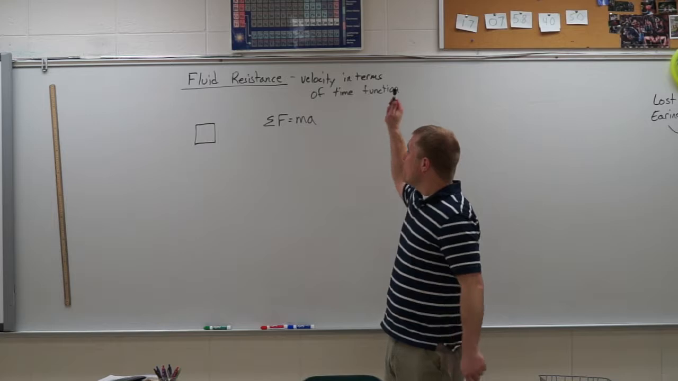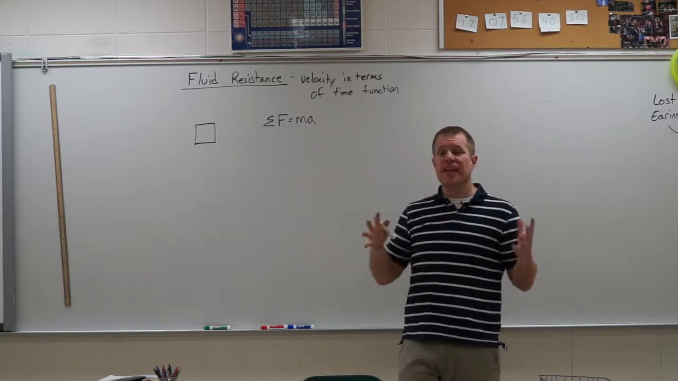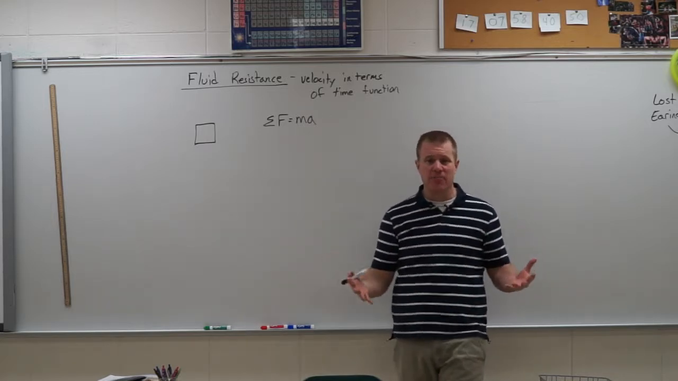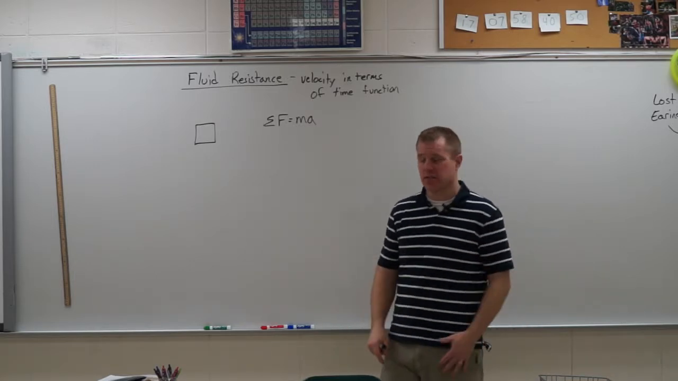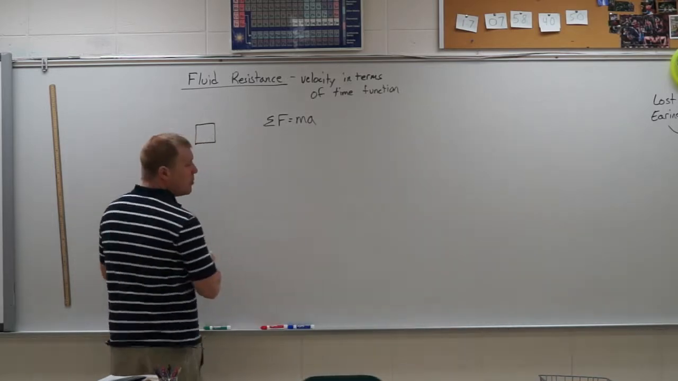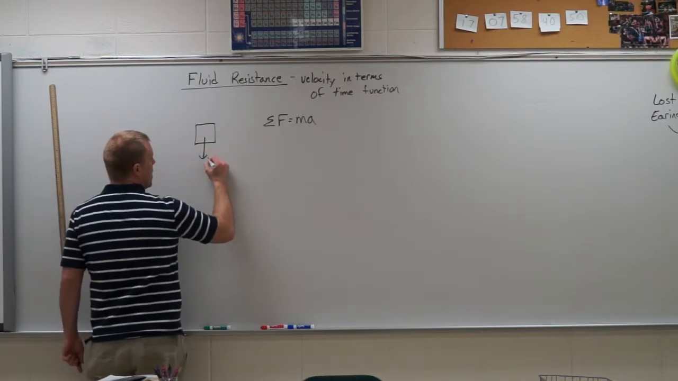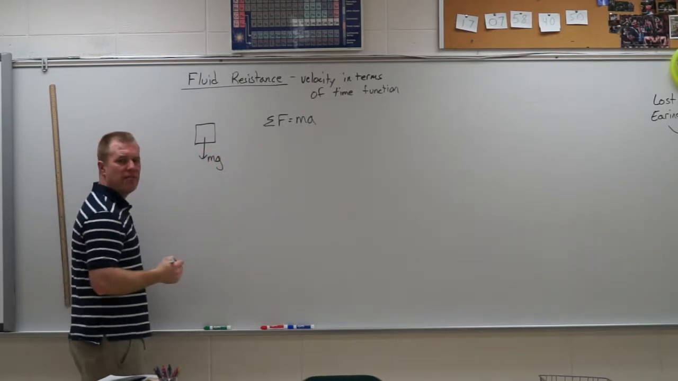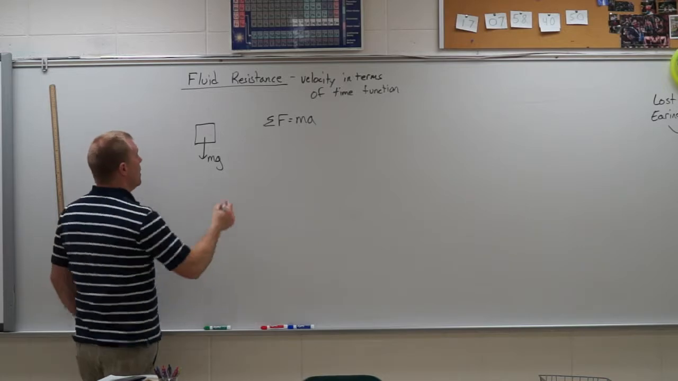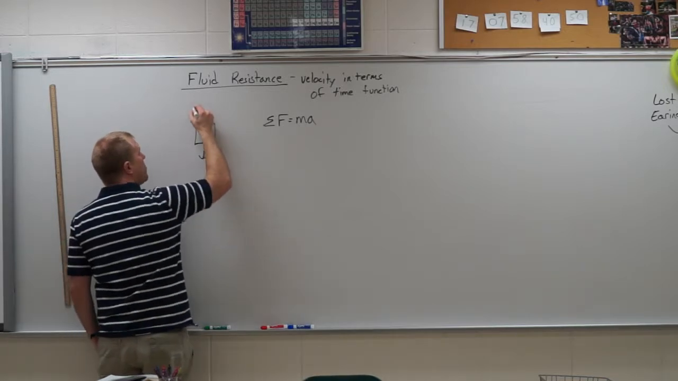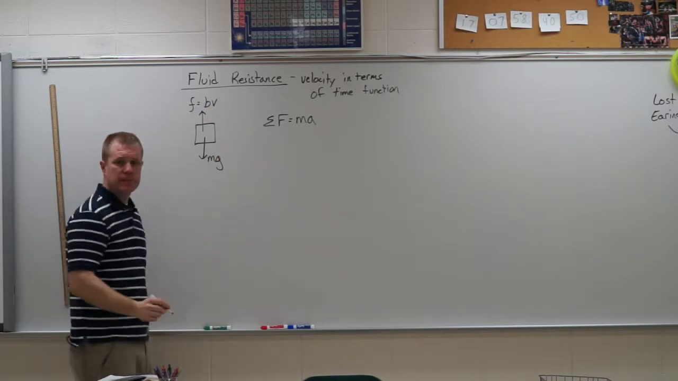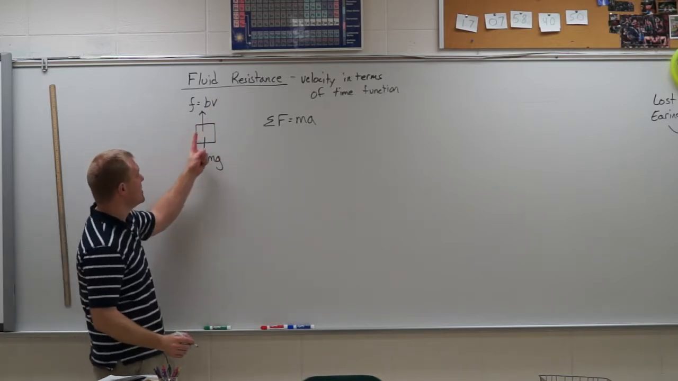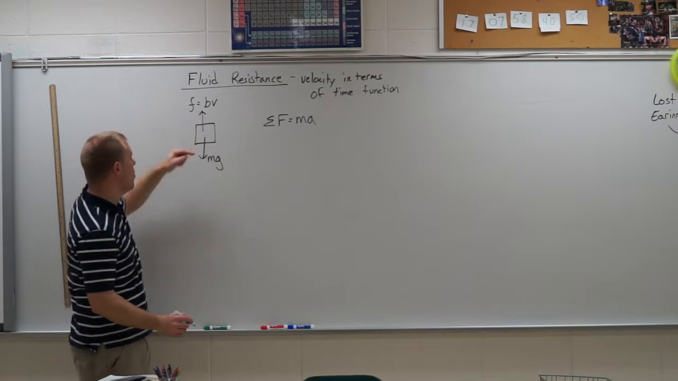All right, we are going to look at fluid resistance, specifically how do I get a velocity versus time function out of something that's going through a fluid, so air resistance, for instance. So that's the example we're going to do. We're going to drop something, and it's going to be experiencing gravity, but as it starts to fall, its speed increases, and we get some air resistance that's equal to bv. And that air resistance, you'll notice, is in the opposite direction that it's going.